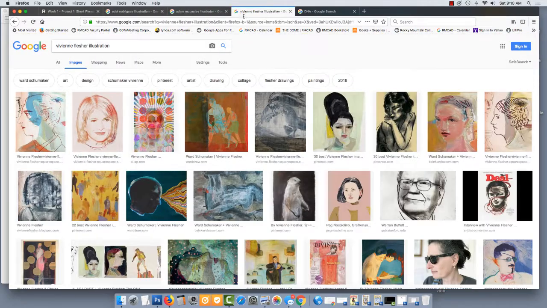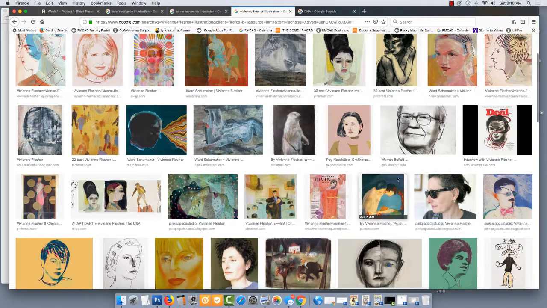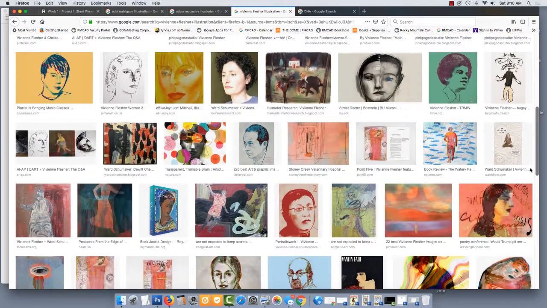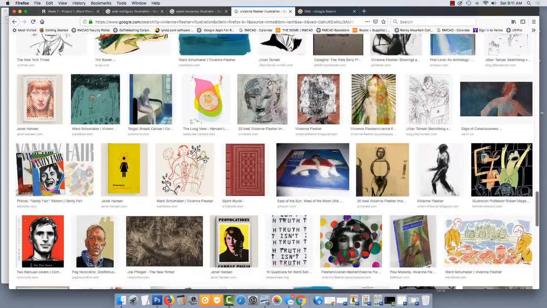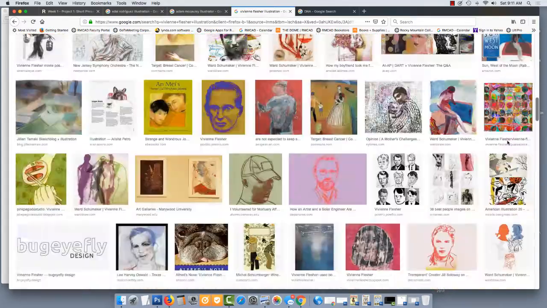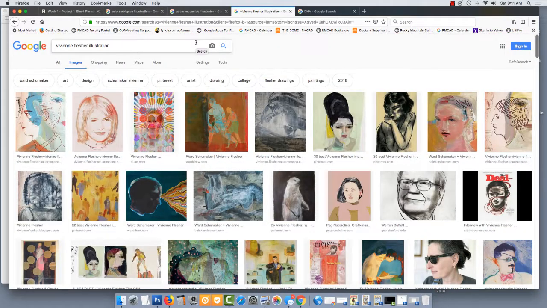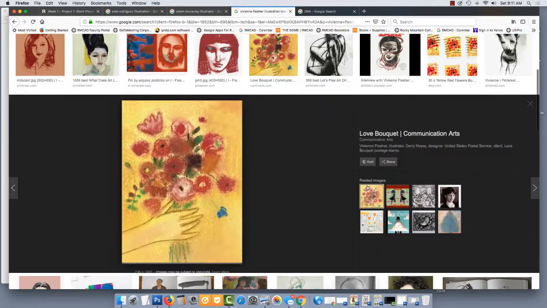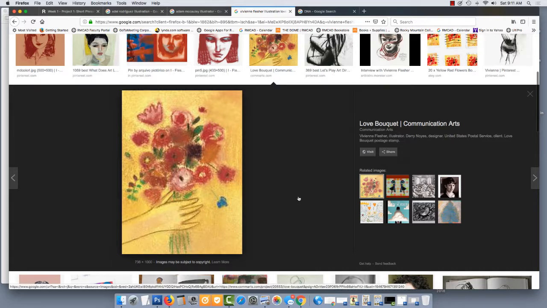But then you come to an illustrator like Vivian Flesher. She's an amazing artist. She is also a friend of mine. She actually illustrated the love stamp for the United States, which is just that bouquet of flowers. Let's look at the love stamp because it's so cool. There it is right there. Vivian told me the story about getting this job. She was contacted by the United States Postal Service, their design department, to do a love stamp.